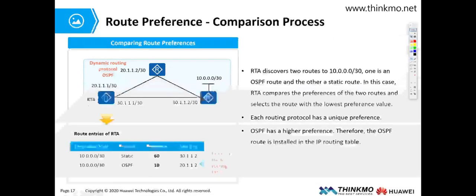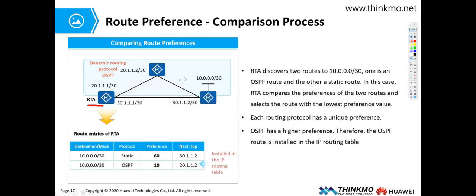For example, right now we have an RTA here, and it finds that there are two routes to 10.0.0.0/30. One is static and the other is OSPF. In this context, we consider the prefix. Our network address and our wildcard mask are the same, so we look at their priority. Each protocol has its own priority. For example, static routes have a priority of 60, while OSPF has a priority of 10. I will compare which one is smaller, and certainly 10 is smaller. OSPF will be placed in our routing table, while our static route will not be included.